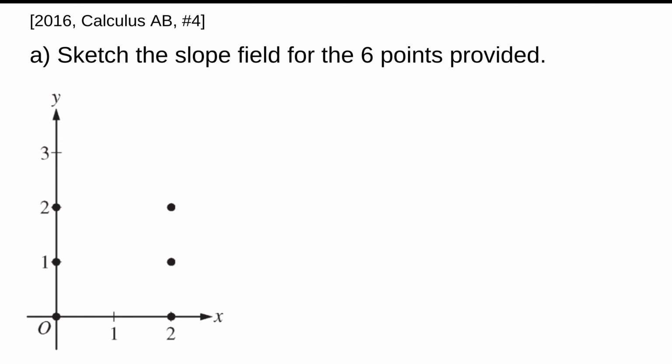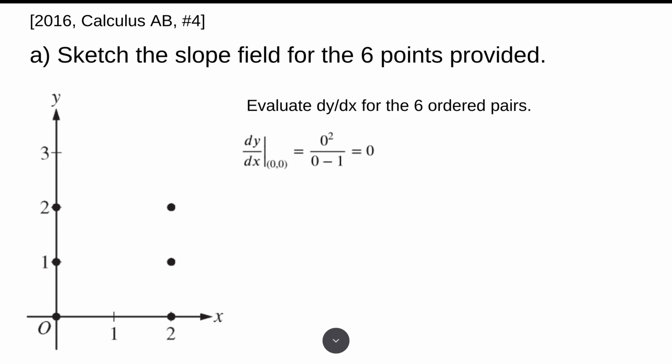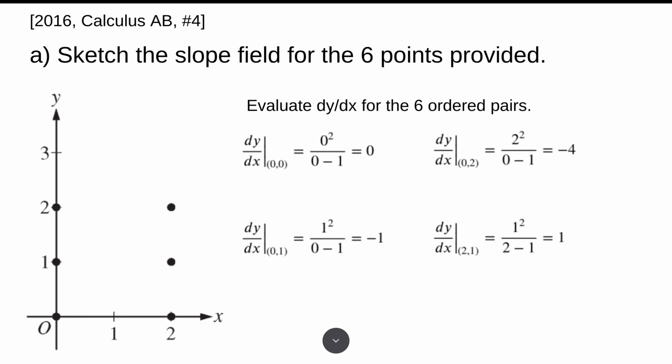the graph. So the first thing you're going to want to do here is actually use the formula for dy/dx at the 6 ordered pairs and calculate what the slope would be at each of those points. So at (0, 0), it's 0. At (0, 2), it's negative 4. At (0, 1), it's negative 1. At (2, 1), it's positive 1. At (2, 0), it's 0. And at (2, 2), it's 4.